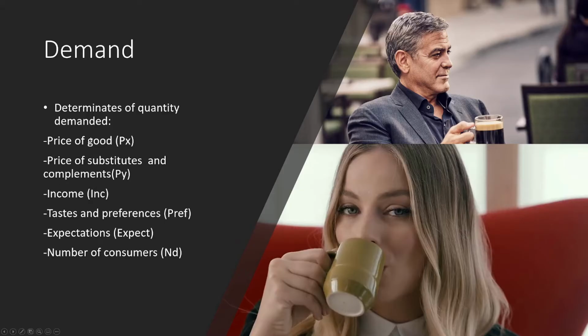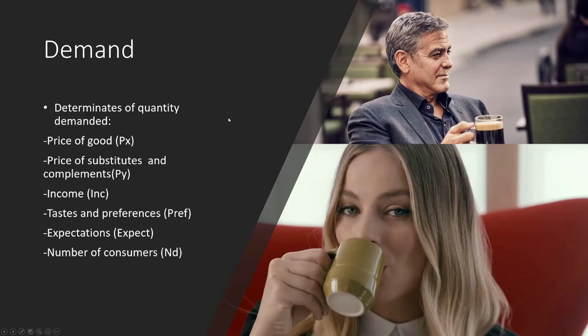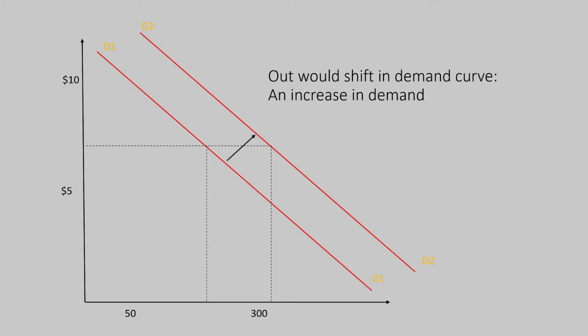We're not looking at the price of the good, because if we were, it would just be a movement along the curve. We're looking at other factors: prices of substitutes and complements, income, tastes and preferences. So let's use tastes and preferences. Imagine a wonderful advertising campaign comes out for coffee, featuring George Clooney and Margot Robbie, showing how beautiful and wonderful coffee is. I'm personally a great fan of coffee. That changes the tastes of consumers, and suddenly they love coffee, and they want more coffee at any price. So at any price, demand has increased. It's shifted out.